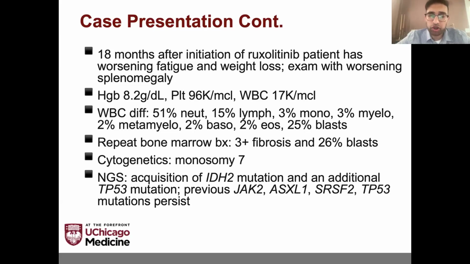On cytogenetics or chromosomal testing, the patient has acquired an abnormality in chromosome 7, what we call a monosomy 7, which means that one of the chromosomes has been deleted. And on molecular testing, many of the same mutations that were seen at the time of myelofibrosis are noted, and there's acquisition of an IDH2 mutation and one more TP53 mutation.